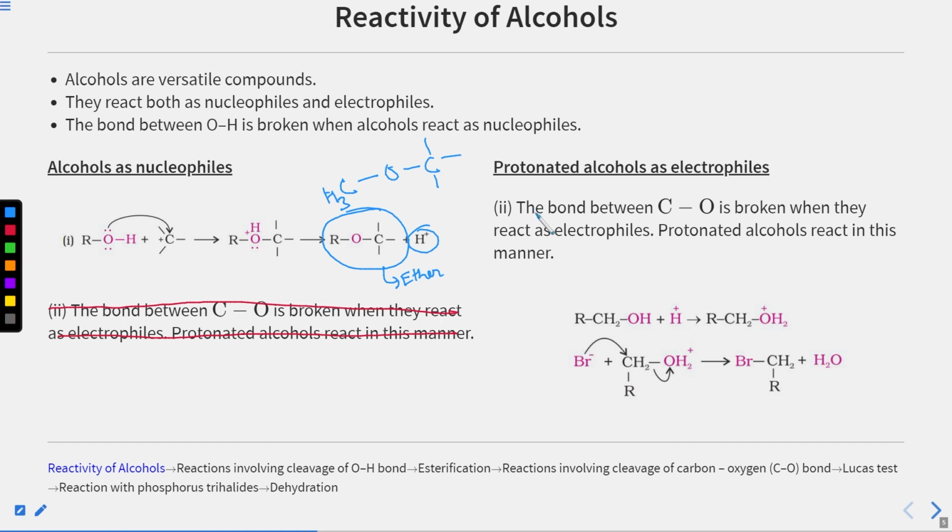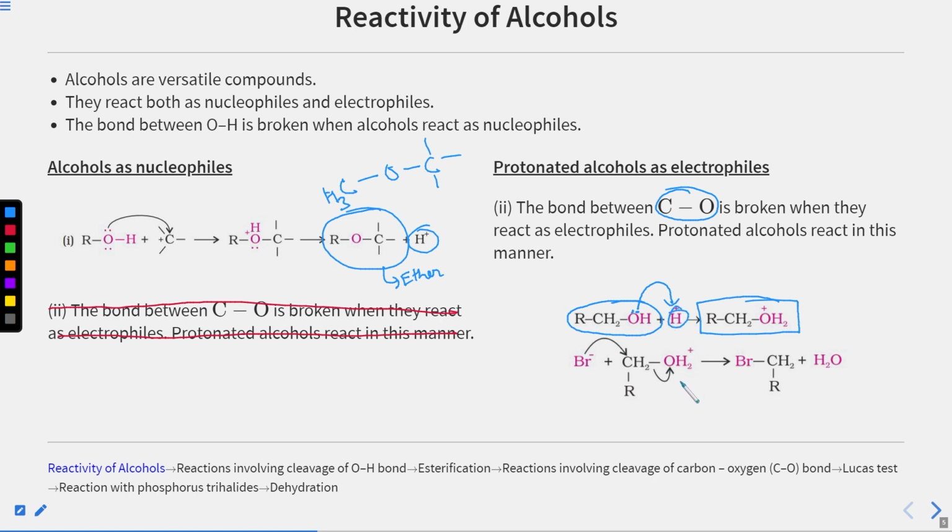Now the second case, which I have told you, is that the bond between C and O is broken. So how is it broken? For that, first protonation of the alcohol takes place. So this is our alcohol. I have told you earlier that this oxygen can donate its electrons. So it donates its electrons to H plus and we get this type of reaction. Basically, it looks like an acid-base reaction. This is the acid, this is the base.